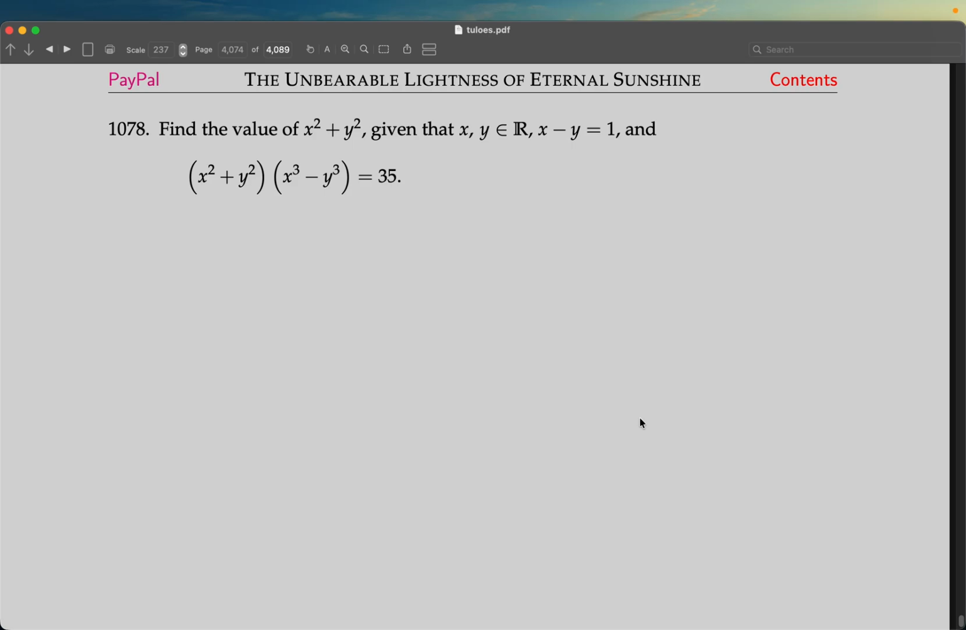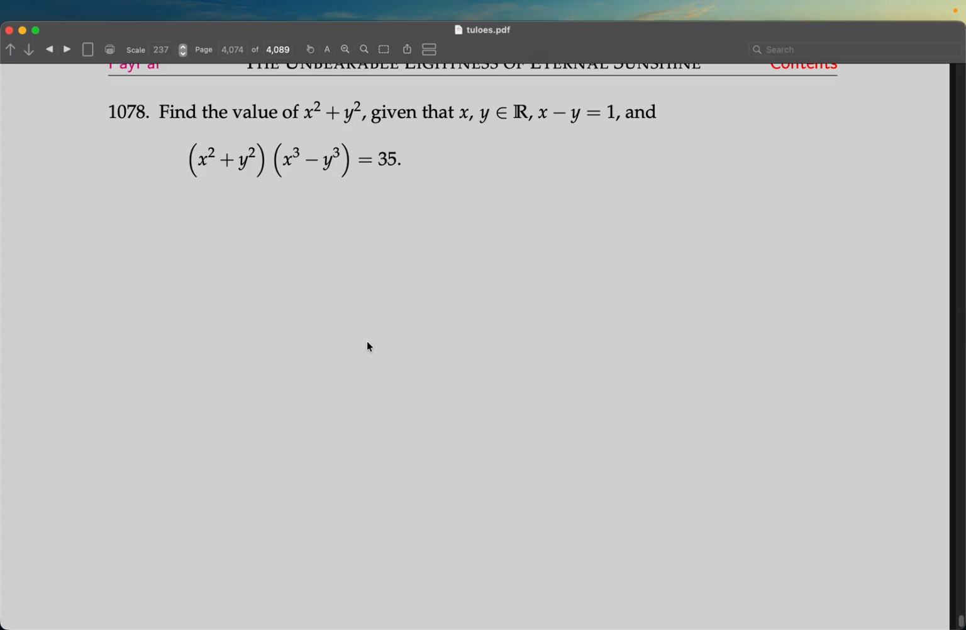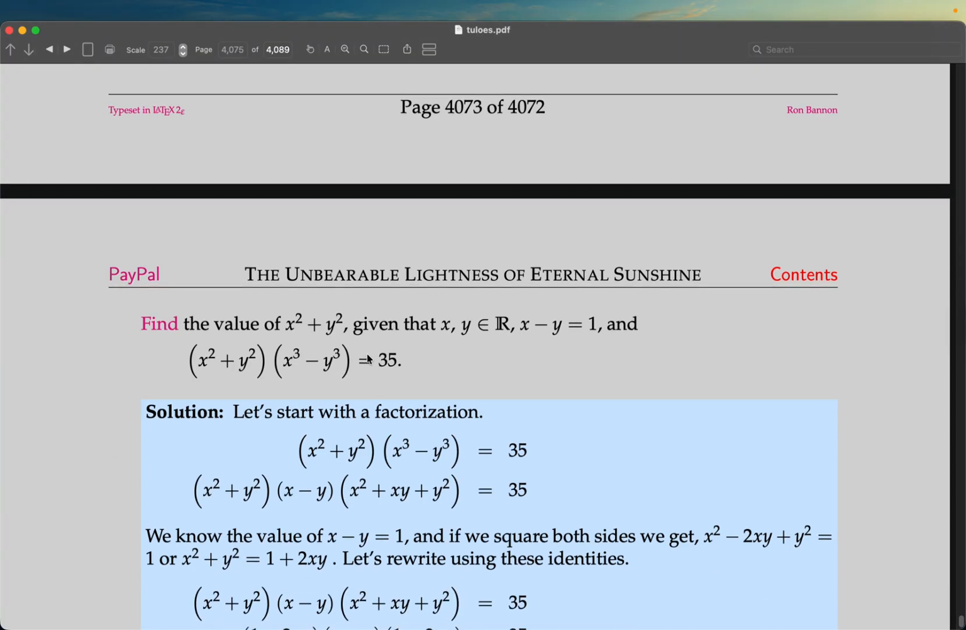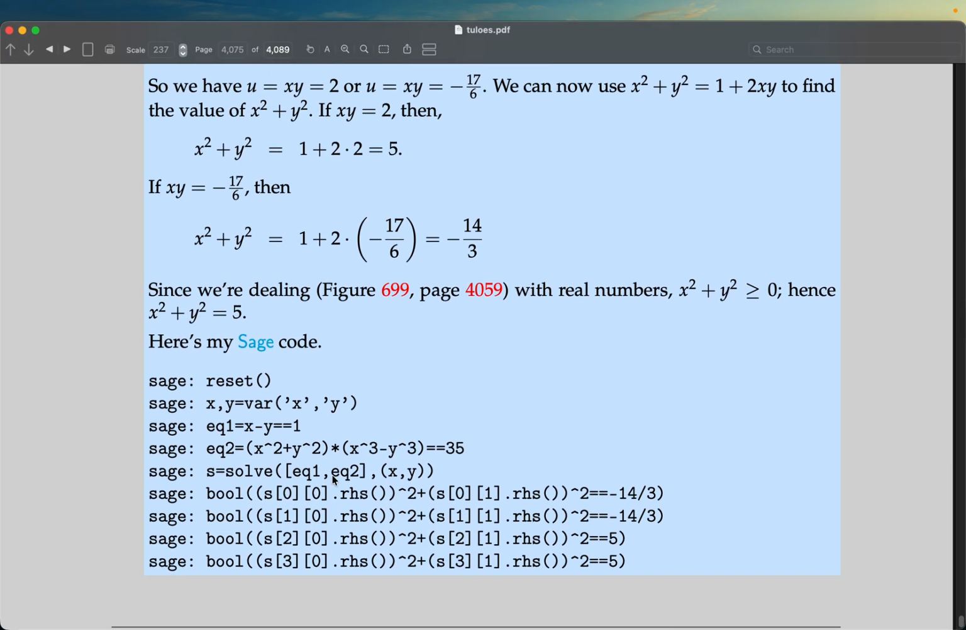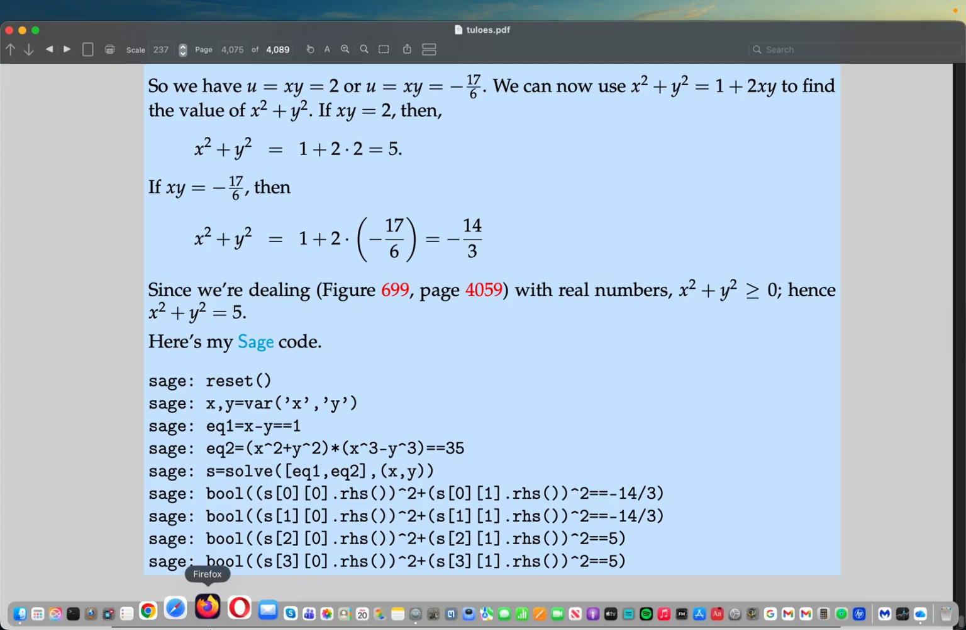Okay, problem 1078 says find the value of x squared plus y squared given that x and y are real numbers and x minus y equals 1. So we got this equation over here, and we went through some paper and pencil work, and we did get a solution to it. What I want to do over here is talk about the Sage code. This is one way to verify that what you have as an answer is correct.